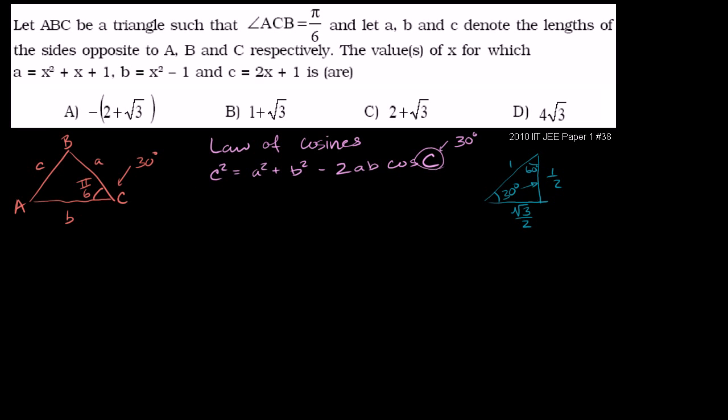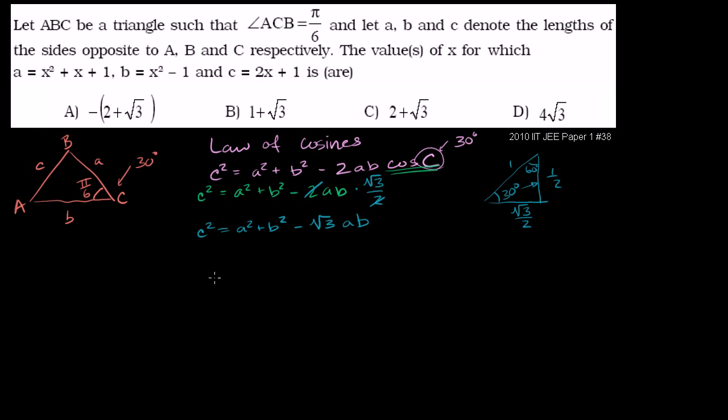So in this example, c squared is equal to a squared plus b squared minus 2ab, and then this whole thing is times square root of 3 over 2. And these 2's cancel out. And so we get c squared is equal to a squared plus b squared minus the square root of 3 ab.